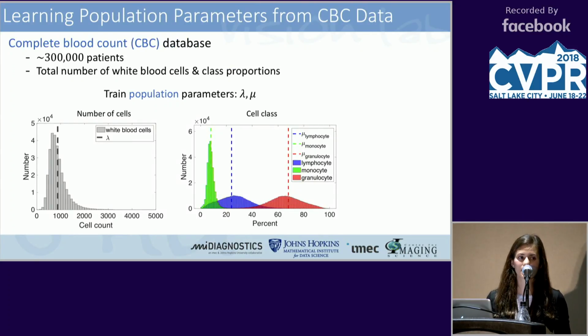Instead, we use a second data set, which comes from the complete blood count results from 300,000 patients. This data set does not contain any images. It only contains the number of cells per sample and what percentage of them belong to each of the cell classes. So without having any images, we can then train the population parameters, such as the mean number of cells in an image, or learn what the probability that a cell belongs to the granulocyte class is.